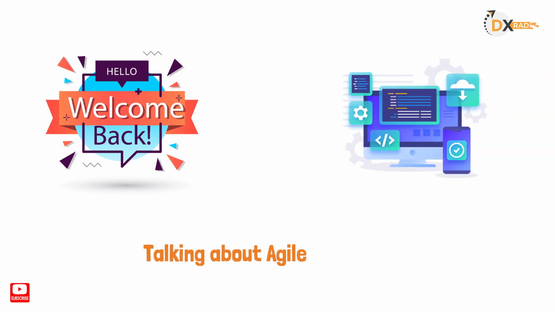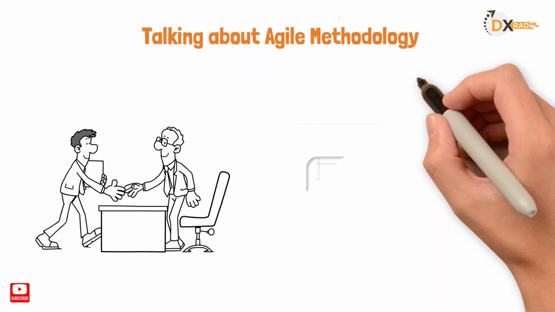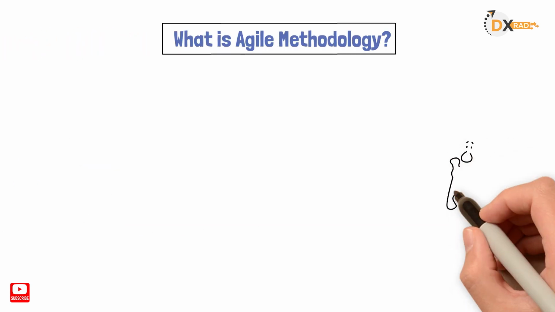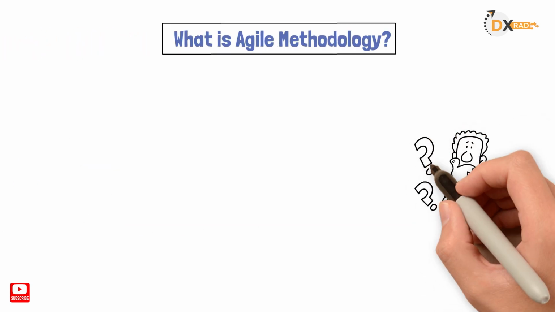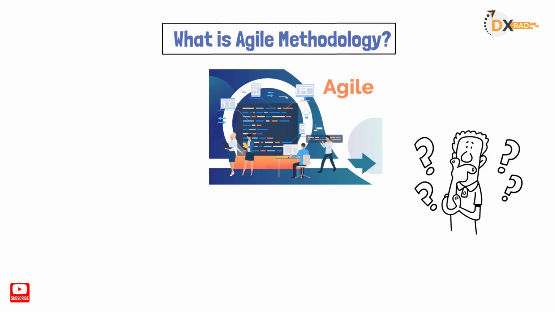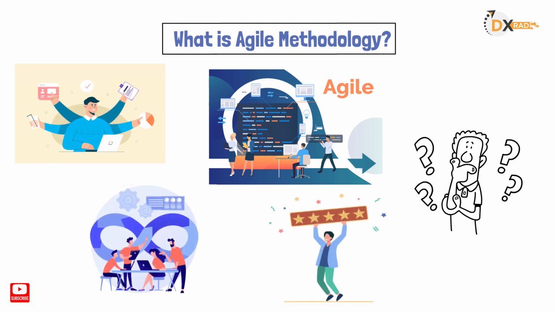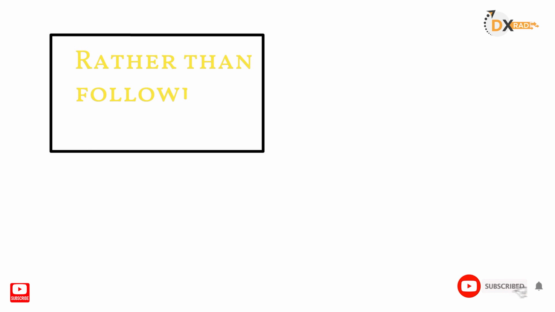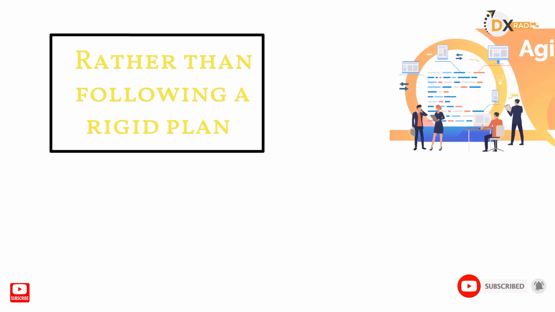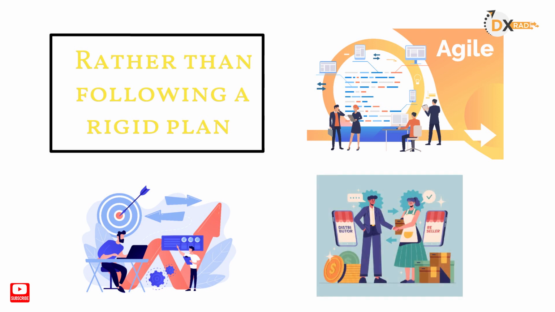Today, we'll be talking about Agile methodology, an approach to software development that has become increasingly popular over the years. What is Agile methodology? So, what exactly is Agile methodology? Simply put, Agile is a set of values and principles that prioritize flexibility, collaboration, and customer satisfaction in software development. Rather than following a rigid plan, Agile focuses on adaptive planning, continuous improvement, and delivering value to the customer in incremental chunks.